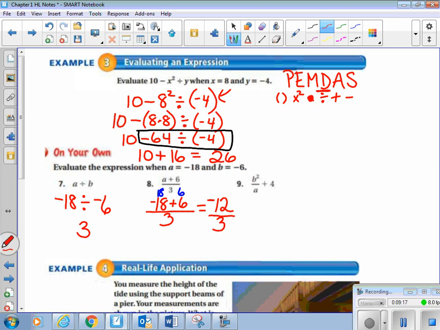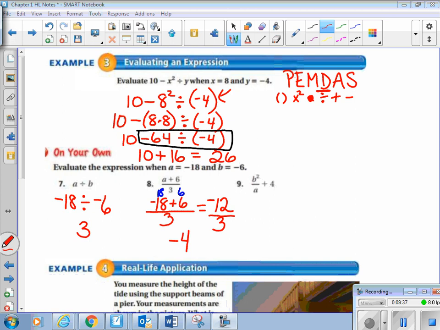Back to my division rules. I'm now looking at a negative divided by a positive. My signs are different. Therefore, my answer is going to be a negative answer. And write that negative sign. And 12 divided by 3 is 4, therefore giving me a final answer of negative 4.